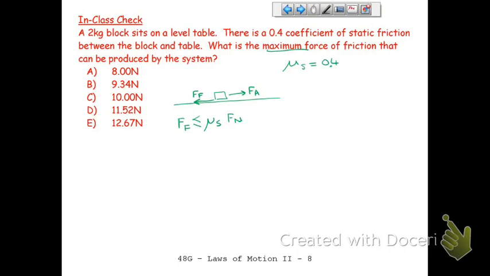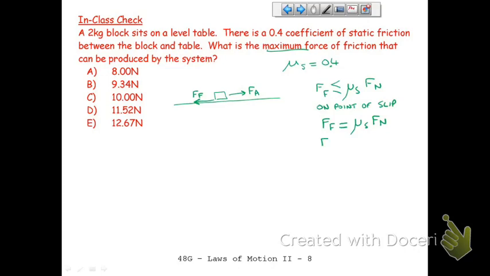I'm going to just move that down a bit because I need to be able to write that. I'm going to say F_F is less than or equal to mu_s times F_N. On the point of slipping, F_F is equal to mu_s times F_N. F_F is equal to 0.4 times F_N.